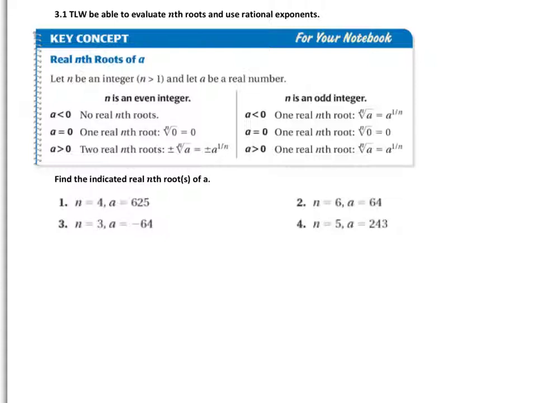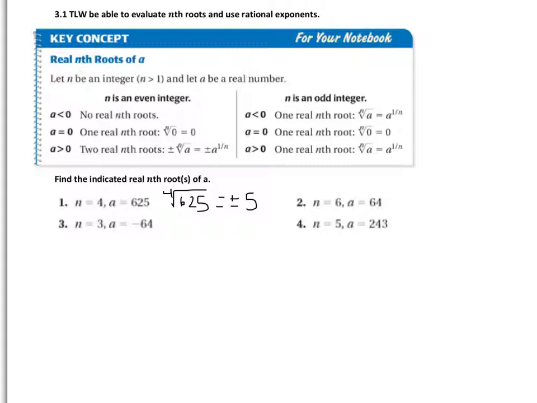So it says, find the indicated real nth root of a. So if you look up here, right here, the nth root of a. It says n is 4, a is 625. So, the fourth root of 625. What is that? It is positive or negative 5.